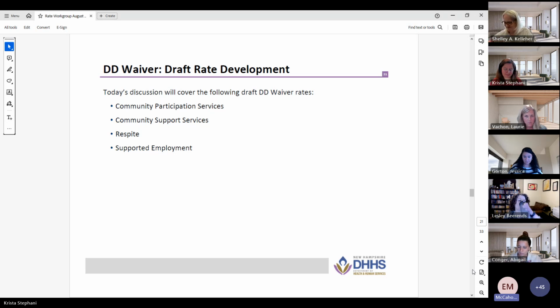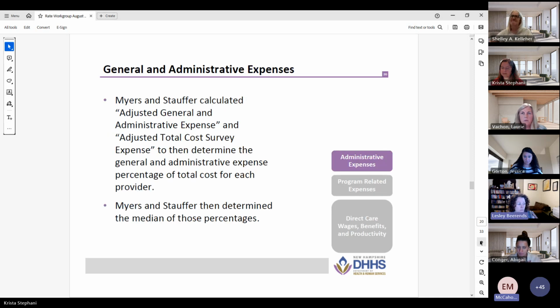Could you just go back to the previous slide? And again, I'm just thinking for folks on the call, could you just talk at a high level about the administrative expenses, like examples of those? So for those of you who did cost surveys or have seen the cost survey, there was the admin staffing worksheet where you listed your positions that were administrative in nature. So you can't necessarily say that it's applicable to CPS service or residential services. It's a position that is an overarching position of your organization. So those individuals would be included in your admin expense.